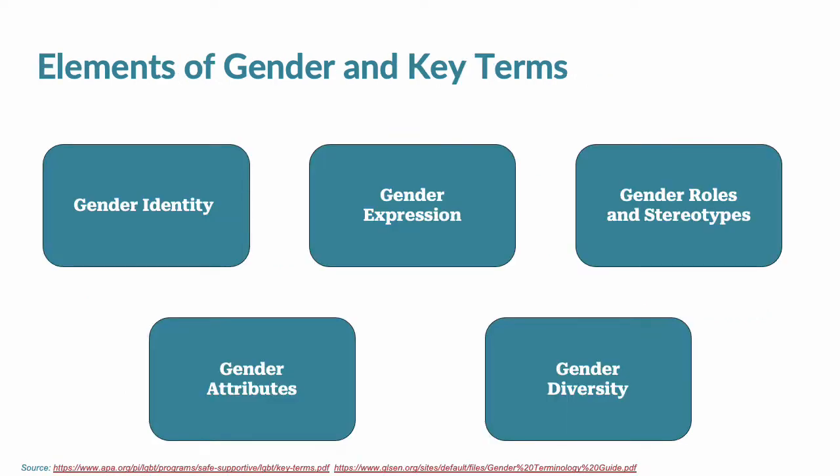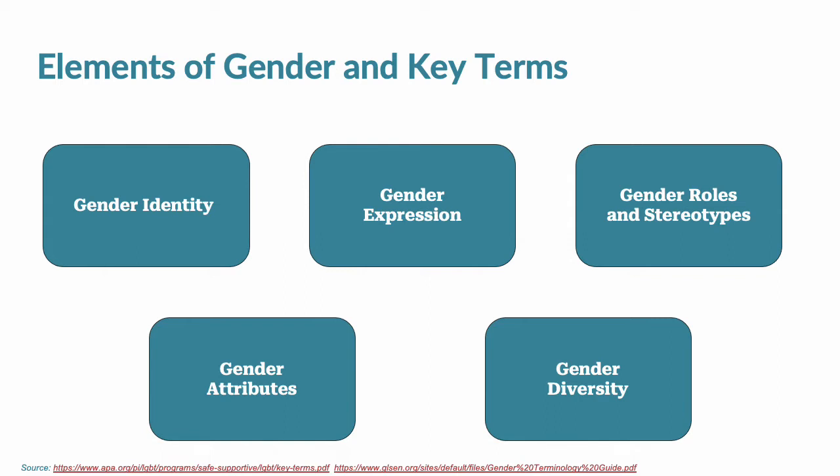Now it's time to go over what the elements of gender are and key terms for the rest of this presentation. Gender identity refers to how one labels their gender experience, usually something like man, woman, transgender, non-binary, genderqueer, etc. There are dozens of labels that one can use to identify their gender, but gender identity just refers to how one person labels their own gender experience. Gender expression is how one displays their gender through external cues, such as speech, behavior, clothing, accessories, hairstyle, jewelry, etc.